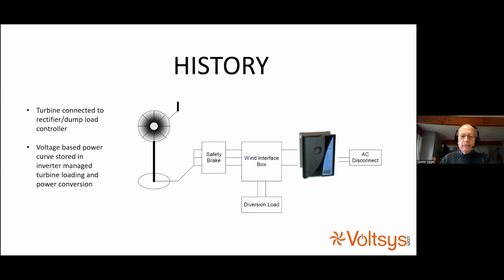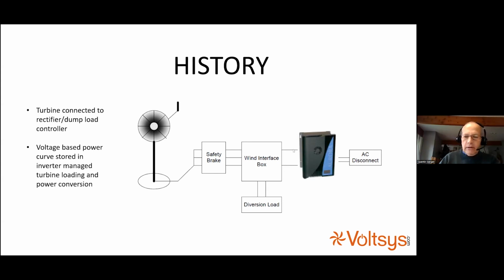Just a brief potted history of the typical domestic installation. You had a turbine connected via a safety brake, a short circuit brake, to a wind interface which provided rectification, and this went into wind inverters, which typically were made by either SMA or by Jinlong or by Power One in Italy.